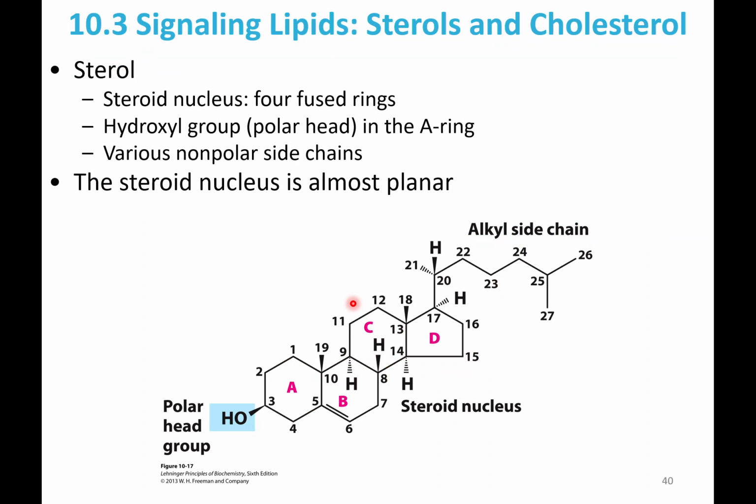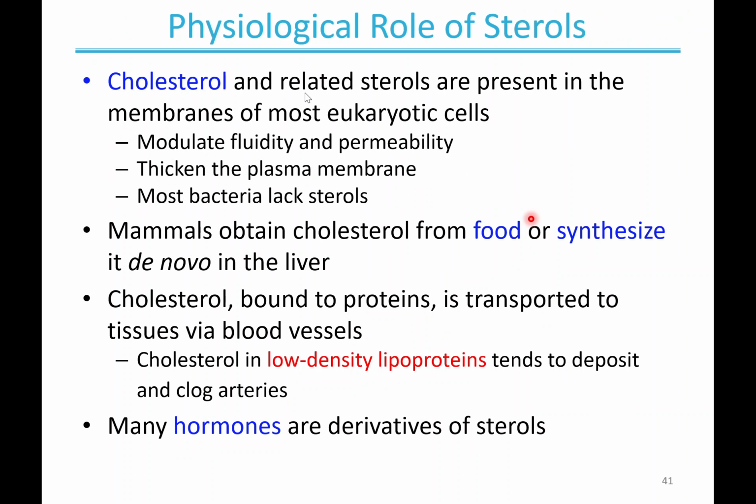Okay, so that's cholesterol, and cholesterol also has this longer alkyl side chain. Right. Cholesterol is important in our cell membranes as well. So we think of sterols as being precursors to hormones, which are signaling molecules, but cholesterol also plays a role structurally in membranes. Okay, and it's present in membranes of most eukaryotic cells.